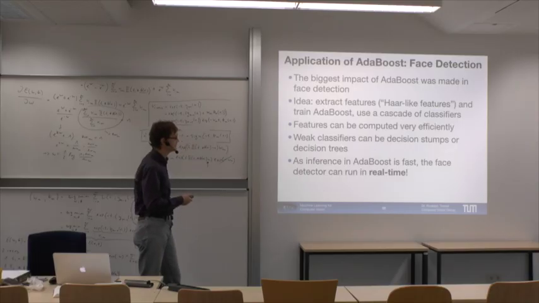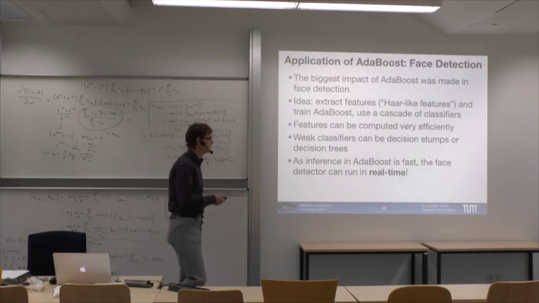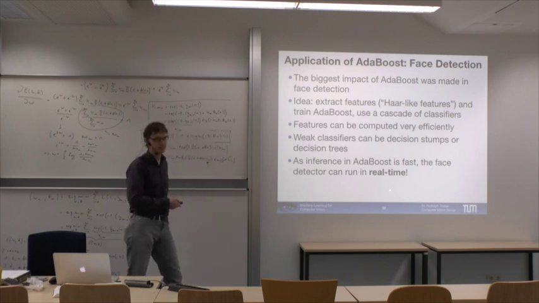Then the weak classifiers can be decision stumps or decision trees. And inference in AdaBoost is very fast. The face detector can run in real time. This is a very important thing here, right?